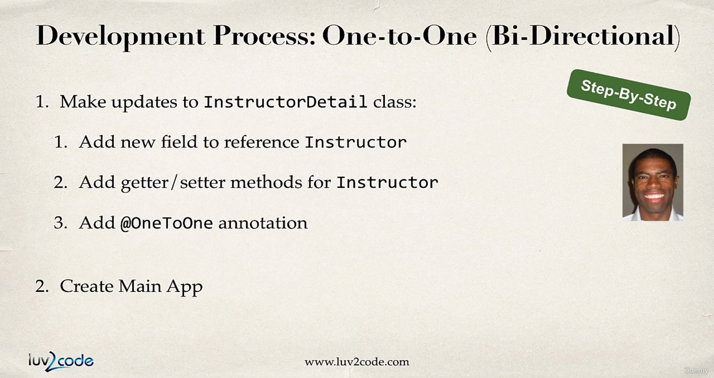All right, so let's go ahead and look at our development process for one-to-one bidirectional. Like we learned earlier, the first thing we need to do is make some updates to our instructor detail class. We'll need to add a new field to reference the instructor, add getter setter methods for the instructor, also add the @OneToOne annotation. And then finally, once that's all in place, we'll put it together with the main application.